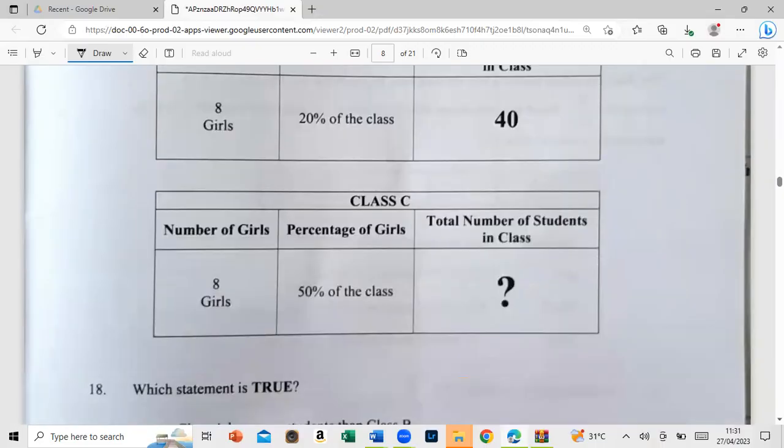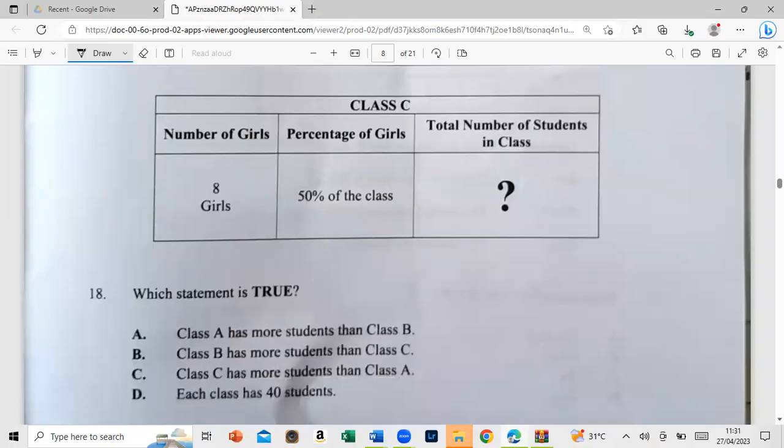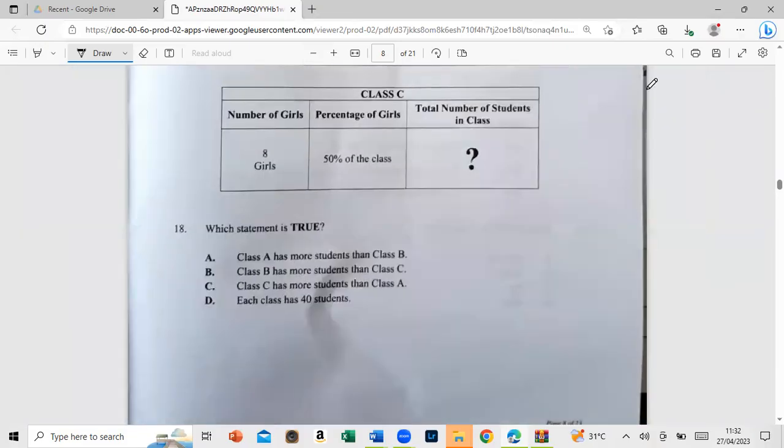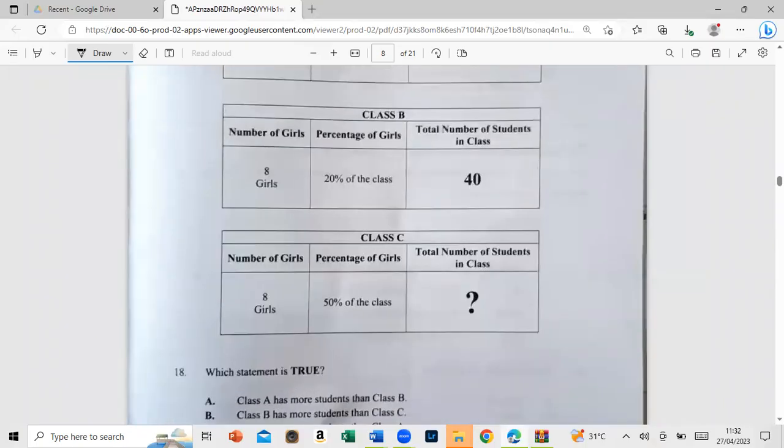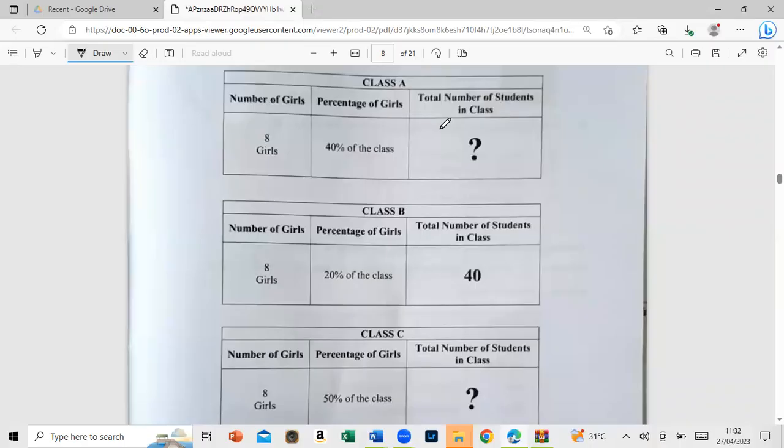8 girls, 50%. Okay, which statement is true? Class A has more students than class B. Let us see. I think I need to just work out everything before and then I'll go down to the sentences. So let me work out the total number of persons.